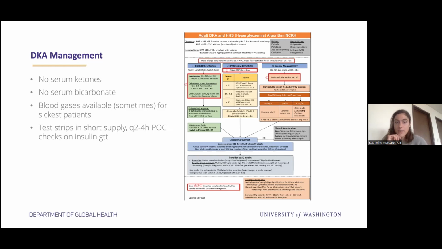But we have maybe 2 pumps available in the hospital. So they have to titrate the insulin drip based on cranking the tubing and then injecting extra insulin if you get behind.